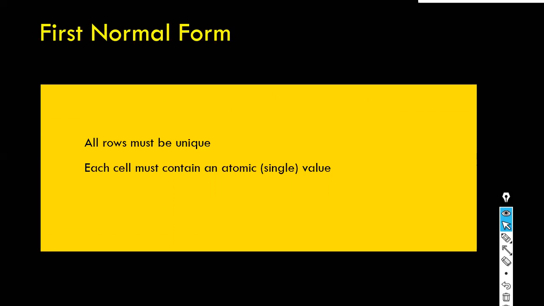In order to say that a proper data model design is in place, it should comply with first normal form, second normal form, and third normal form. So what is first normal form? All rows must be unique.